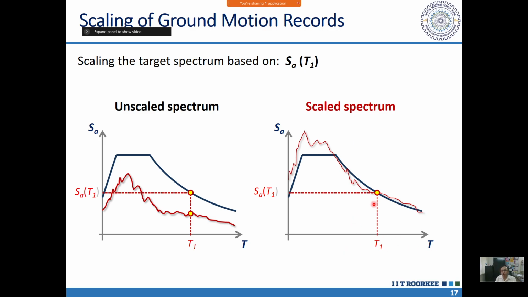Although we know that even if we do this, at other periods the spectral acceleration may be different, because my structure may have other higher modes also. So this is also not perfect, and any perfect method by which we can retain the natural characteristics of the ground motion and at the same time obtain the response spectrum which I am targeting is not possible. So we make a compromise where we scale our time histories corresponding to the fundamental period, and at other periods the response spectrum is going to be different.